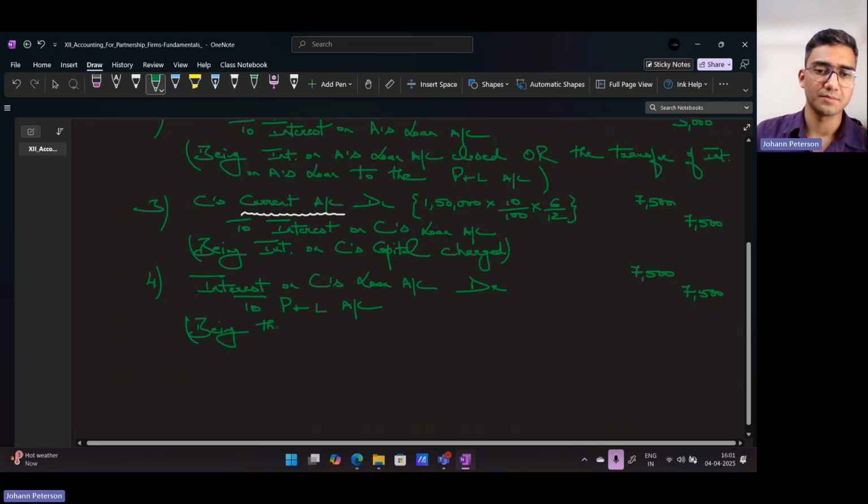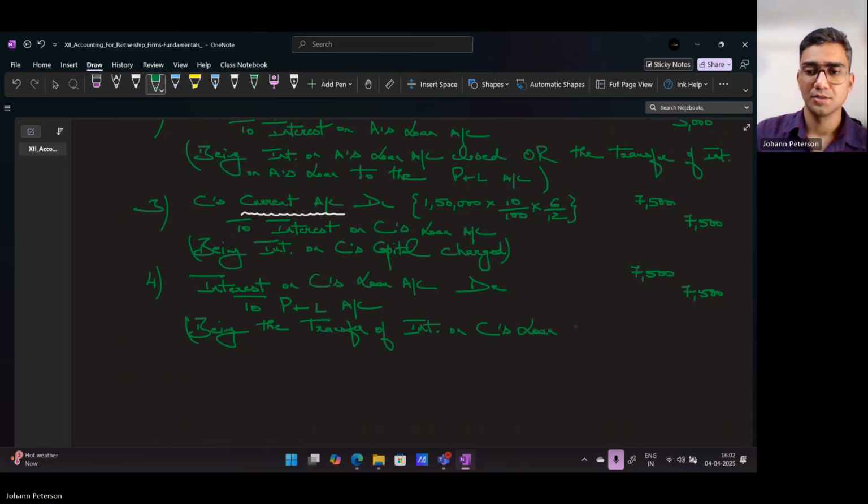The narration will be being the transfer of interest on C's loan to the P&L account. Or you can say being the closure of interest on C's loan account. Any of them, just as we wrote on the top in the second entry. So these are our 4 entries which we will do in these 2 cases for the year.